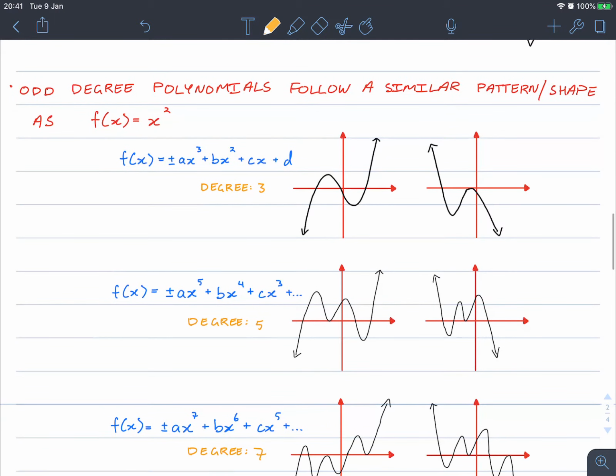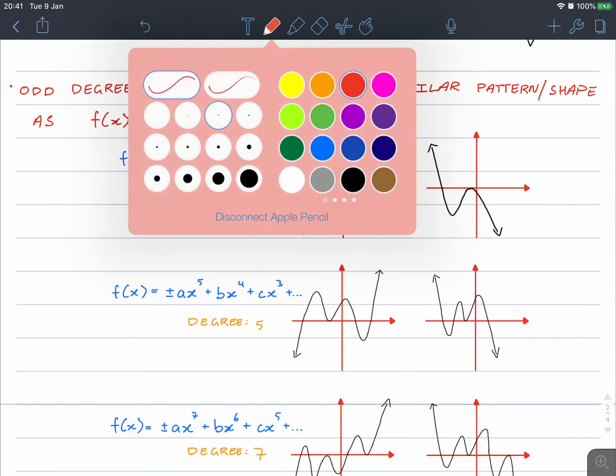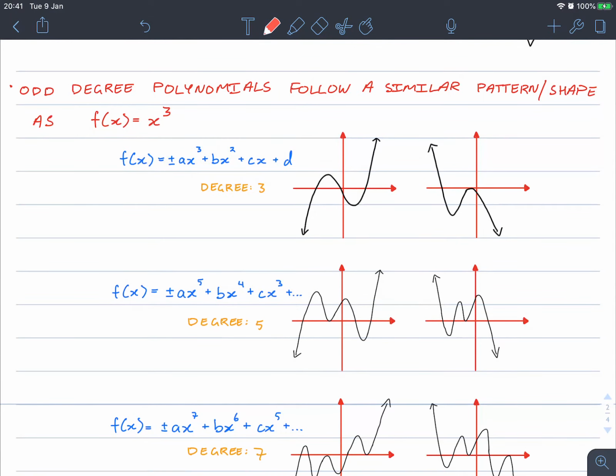Odd degree polynomials follow a similar pattern or shape to f of x equals x cubed. So in this one, it enters from below and exits from above, and it has some turning points in between. If it has a negative coefficient, it enters from above and exits below.